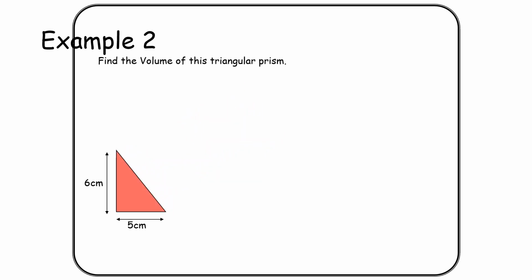In order to find the area of this cross section, we'll use the formula for finding area of the triangle. So area of cross section in this case is a triangle and the formula is half times base times height. So we got half times 5 times 6, which gave us half times 30, which is 15 centimeter square. Now we know the area of the cross section. All we need to do is multiply it by depth in order to find the volume.